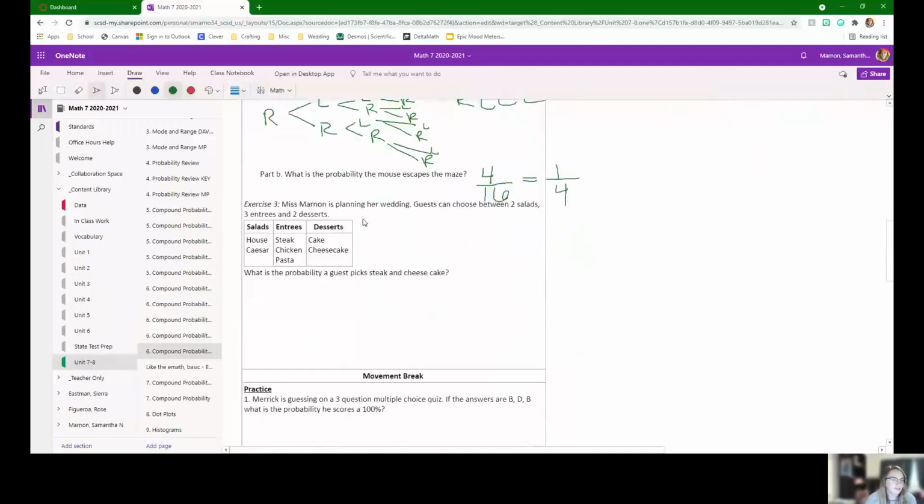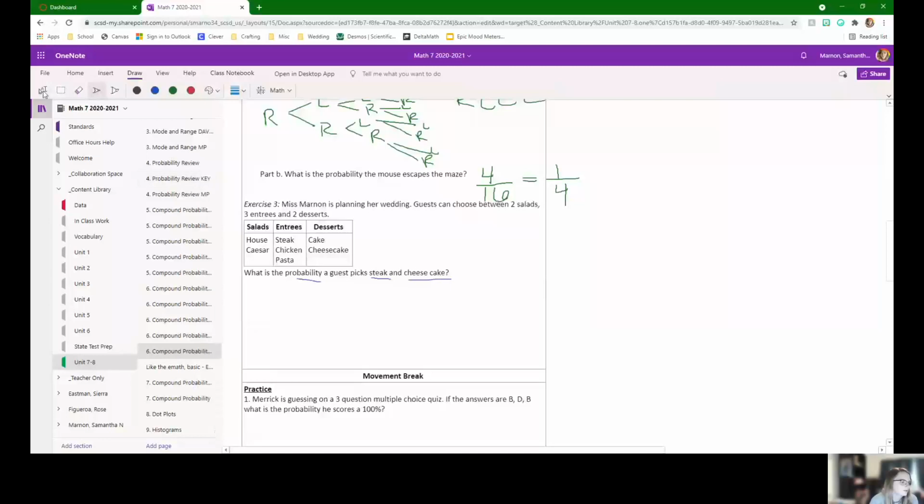Okay, next. Miss Marnon is planning her wedding. Guests can choose between 2 salads, 3 entrees, and 2 desserts. What is the probability a guest picks steak and cheesecake? So pause the video, see if you can draw some kind of diagram to help you figure this out.